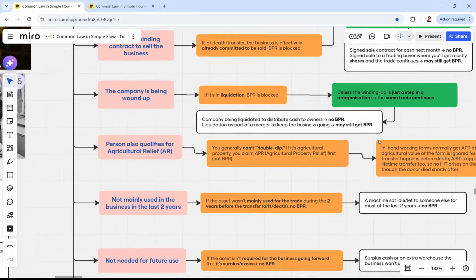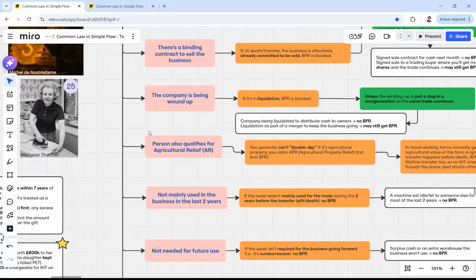Just to understand the logic, if we're talking about continuing the trade, after selling, after liquidation, then we get the relief because the business stays as it is and we continue to own it. But if we are talking about cash, then it will be taxed under 40% inheritance tax.